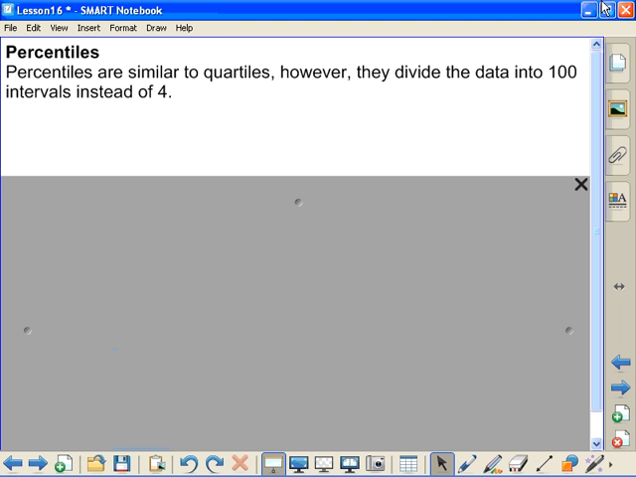Hello and welcome to the final installment here for measures of spread. So the last two things we're going to deal with are percentiles and z-scores. So what is a percentile?